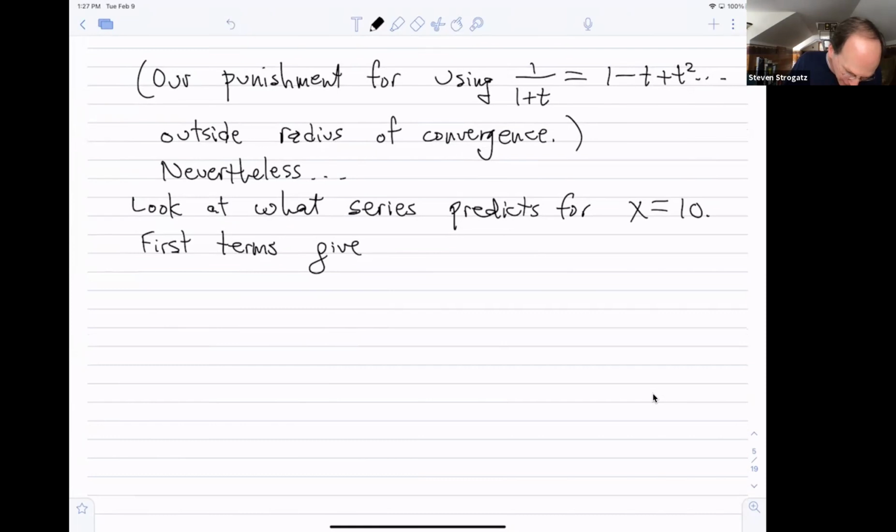so we had 1 over x, that will be 0.1. Let me write 4 digits. Then we have minus 1 over x squared. So that'll give me minus 0.0100.